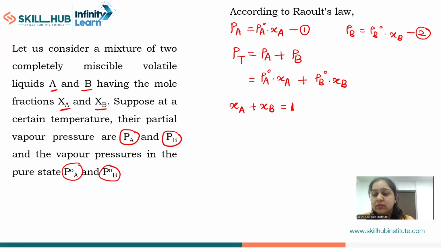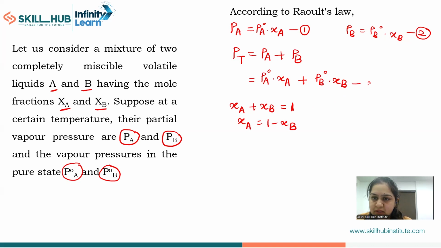Since over here we have considered only a binary mixture, that is, the solution is made up of two components A and B, the sum of the mole fractions is going to be 1. So now I can put XA equals 1 minus XB. Of course, you can do the other way around also. You can find it for XB also.